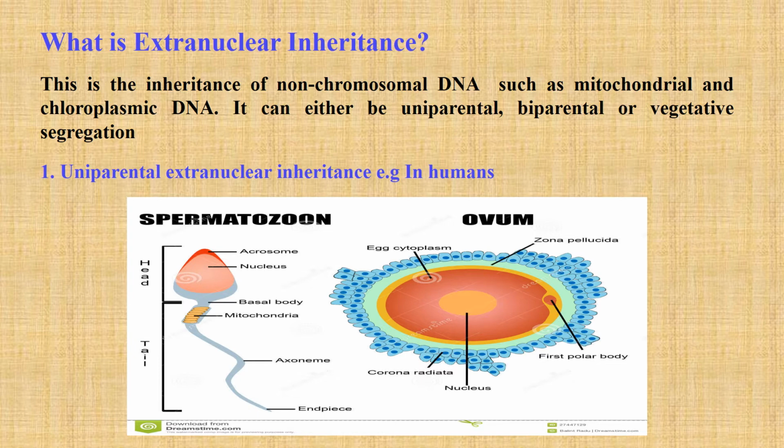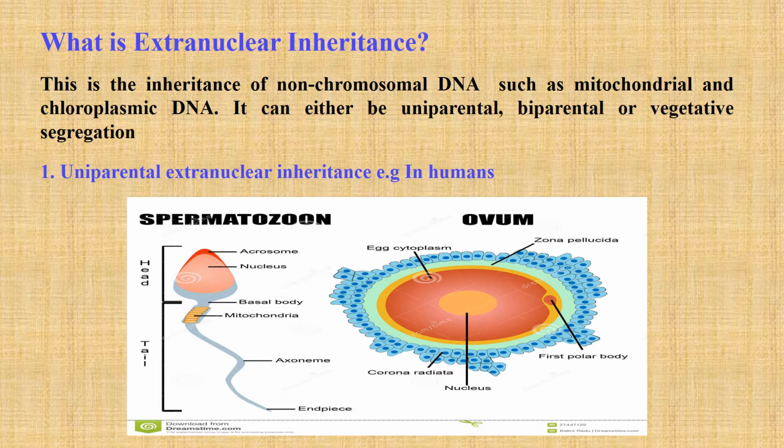We have some organelles in the cells such as the chloroplast in plant cells and mitochondria in other animal cells that generally have their own DNA, which is independent of the chromosomal DNA. Such DNA are usually referred to as the extranuclear DNA or the non-chromosomal DNA. These DNAs code for their own proteins independently of the chromosomal DNA. And the inheritance of such extranuclear DNAs is known as the extranuclear inheritance.